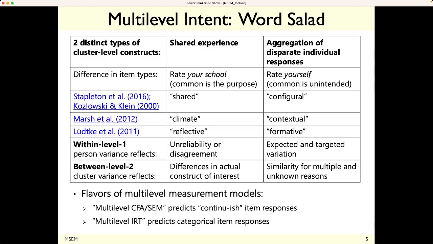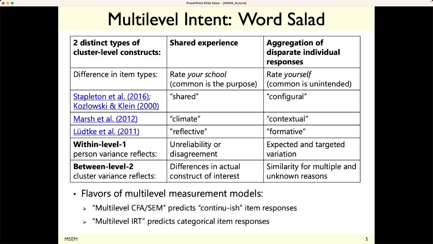This is my summary of the different places I tried to read about people talking about these models, and they don't agree on the terms, but there are some common threads. And some of the decisions that you would make about how to set up your model, what to fix equal across levels, what to not fix equal across levels, depends on the thing that you're measuring and whether the group is the purpose or it's sort of beside the point.